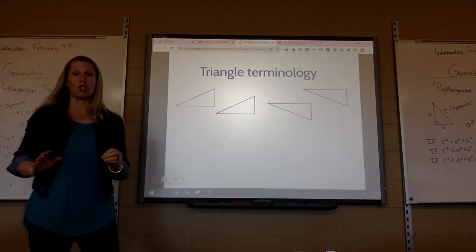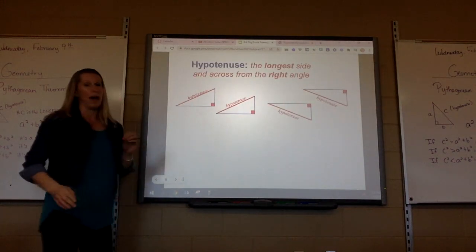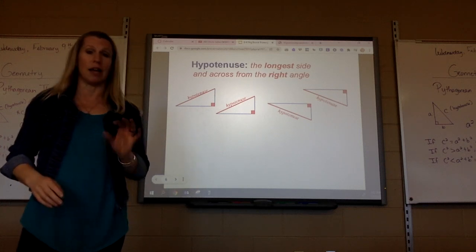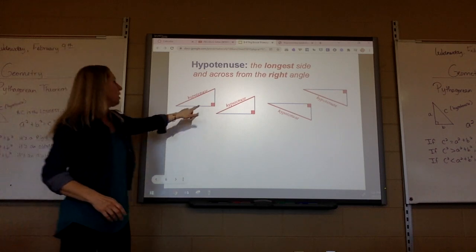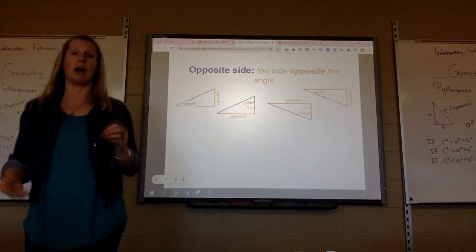Okay, so let's first talk about the terminology. You have to be able to locate the hypotenuse, and hopefully by now you can. The hypotenuse is always the side directly opposite the right angle. That's your hypotenuse. So now we have to be able to locate the opposite side.